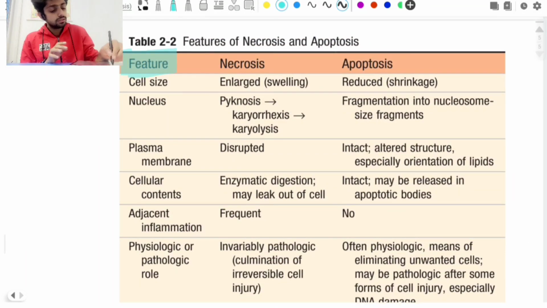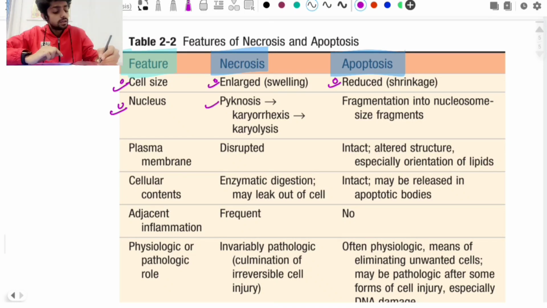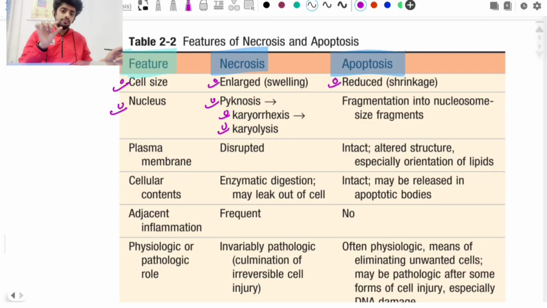Okay guys, so here are the features, here necrosis, and here apoptosis. As you remember guys, in cell size, in necrosis there is swelling, so it is enlarged, but in apoptosis the cell size is reduced. And the nucleus undergoes pyknosis, karyorrhexis and karyolysis, meaning the nucleus is fragmented into small pieces. And in apoptosis, the nucleus is also fragmented into nucleosomes, but of a slightly bigger size. In necrosis it becomes very small.